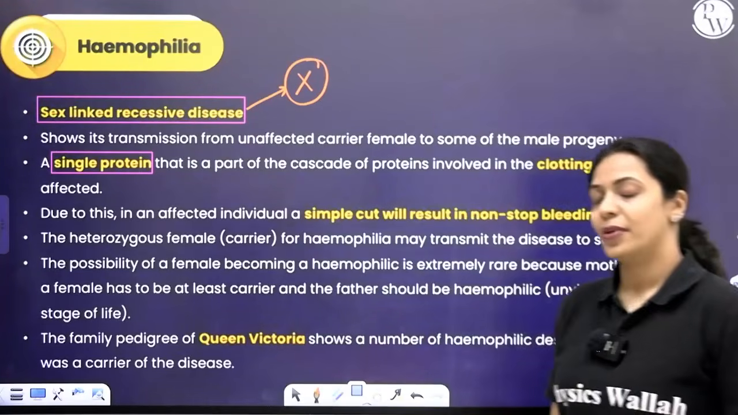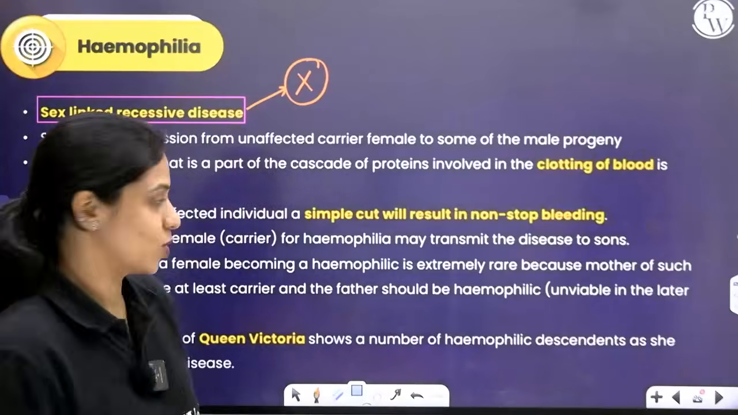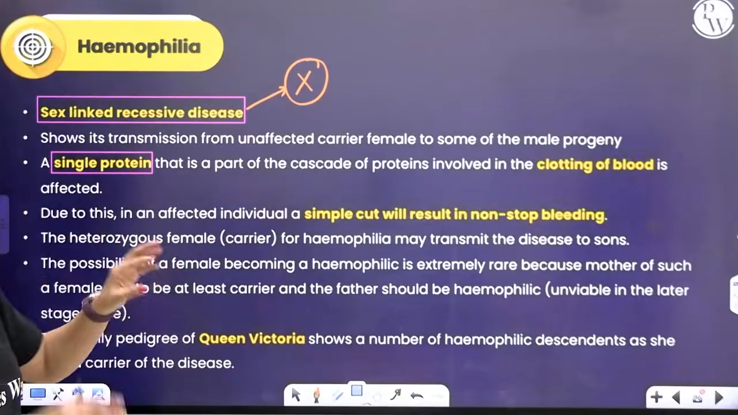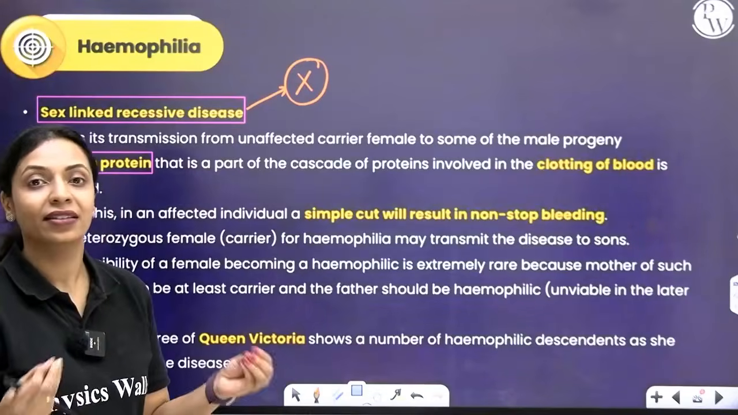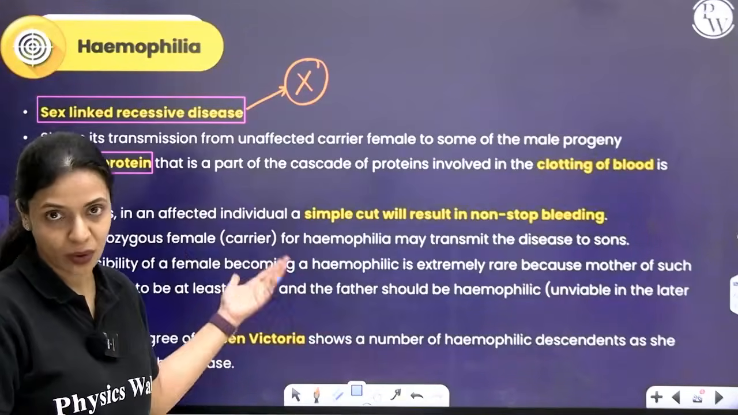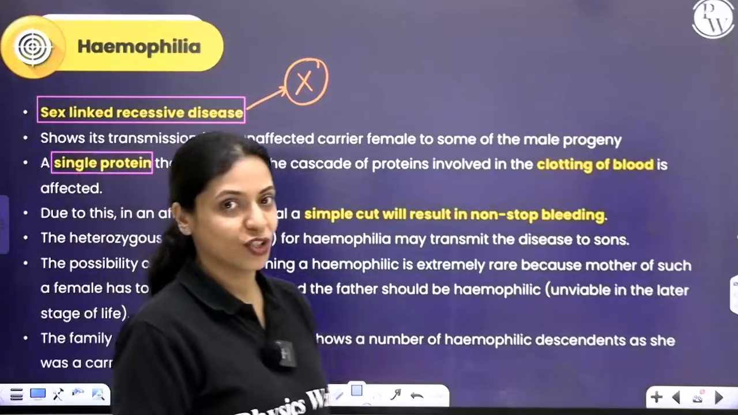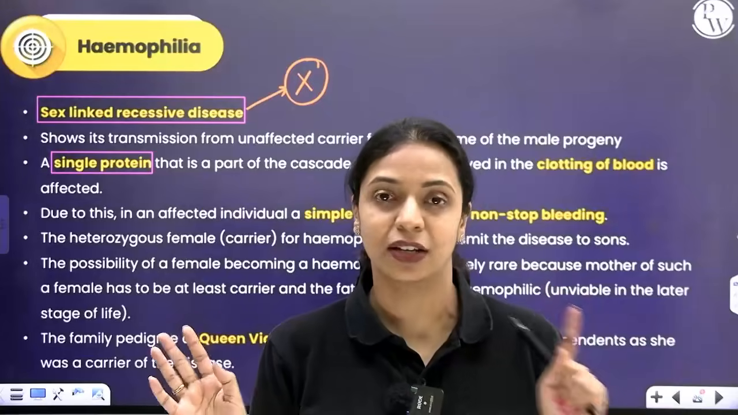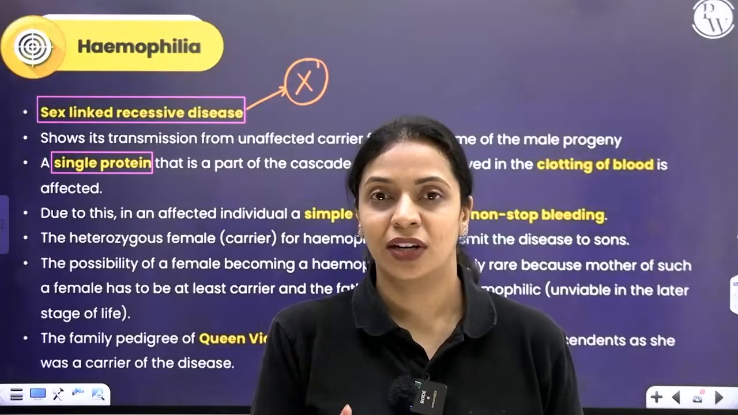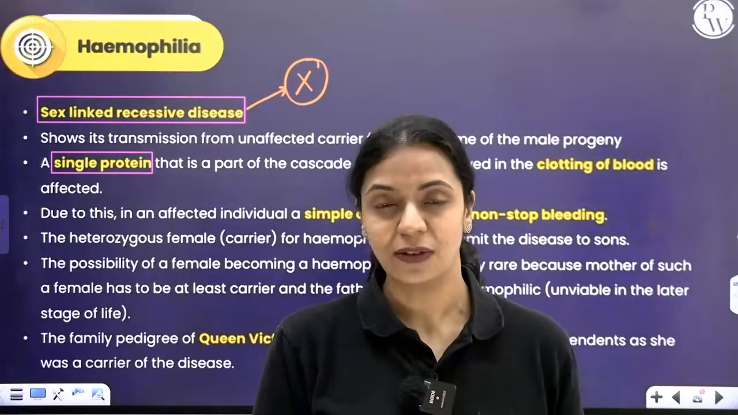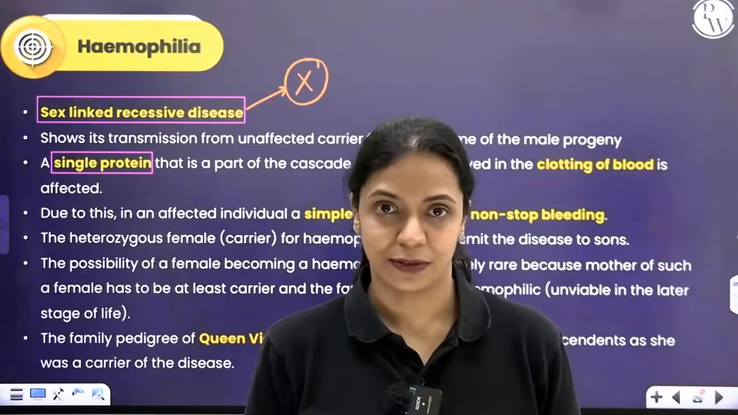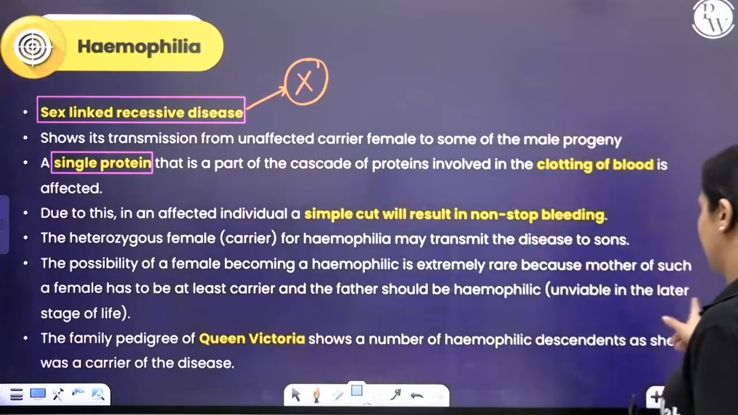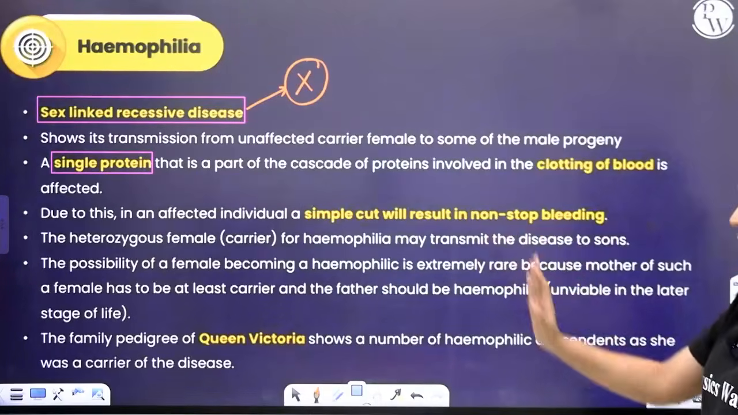A female becoming hemophilic is extremely rare because the mother of such a female has to be at least a carrier and the father has to be hemophilic, like we saw in color blindness. What happens in such cases is, whenever a man who has hemophilia marries a carrier woman, in the embryonic stages itself, the embryo will not survive. So the child itself may not form. So it's very rare. The embryo will not be viable in the later stages of life.